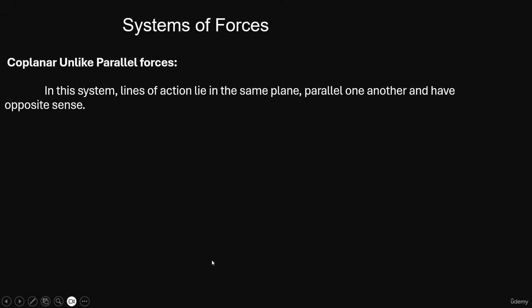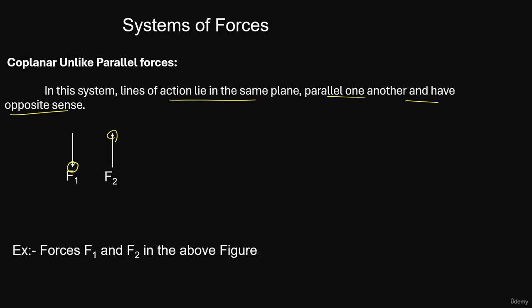Next case, we have got coplanar unlike parallel forces. Unlike means they will lie in the same plane, but they would have opposite sense. The head of the arrow will be in opposite sense. So you can observe here in the diagram itself, the head of F1 is down and the head of F2 is upwards. So that is what indicates these two forces are unlike.